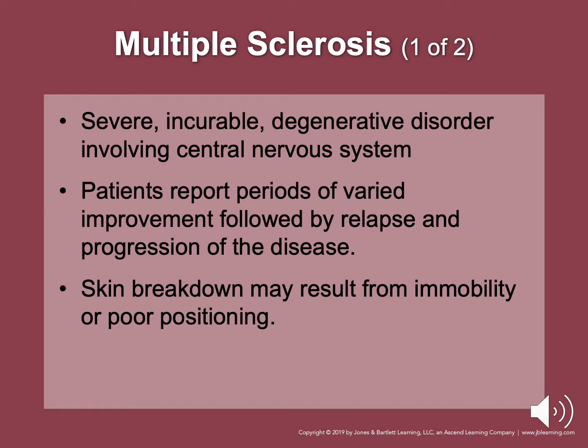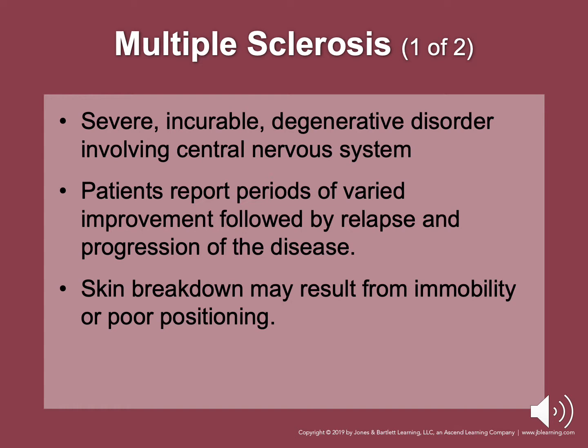Multiple sclerosis is a severe, incurable, degenerative disorder involving the central nervous system. Sources describe a connection between genetic predisposition, environmental factors, and possibly nutrition, with exposure to a particular virus. It strikes women in their 20s to 40s two to three times more often than men. Patients report periods of varied improvement followed by relapse and progression of disease. A vast array of signs and symptoms related to neurologic dysfunction are possible.